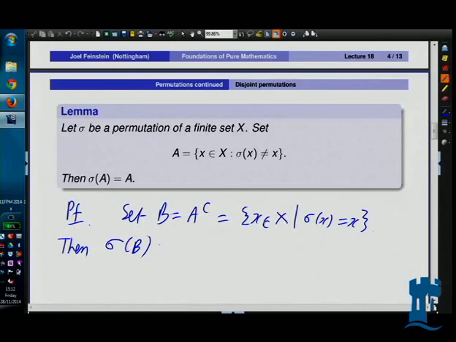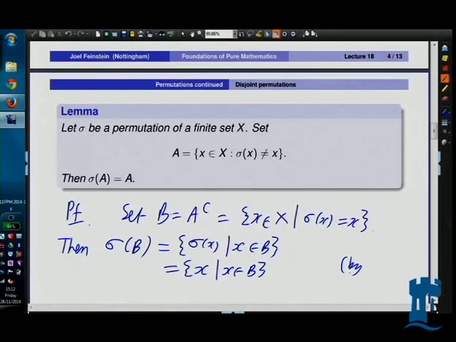But by definition, sigma of B is the set of all sigma of x's where x is in B. But if x is in B, then sigma of x equals x. So I can just change that sigma of x into an x. That's by definition of B, which is B. Okay.